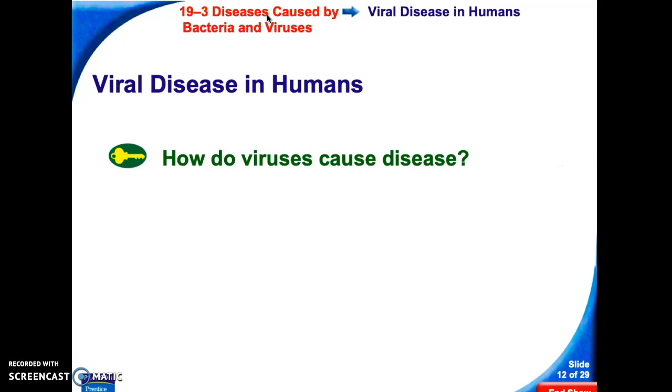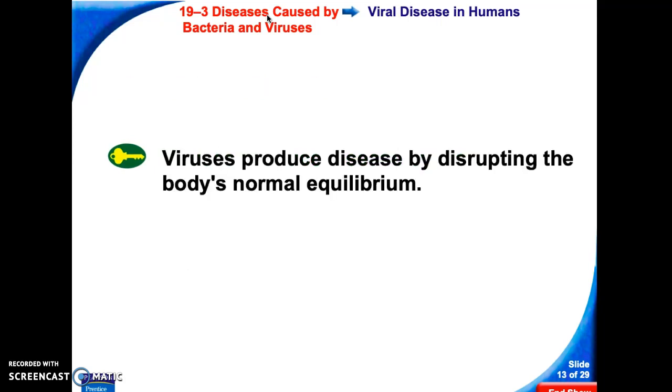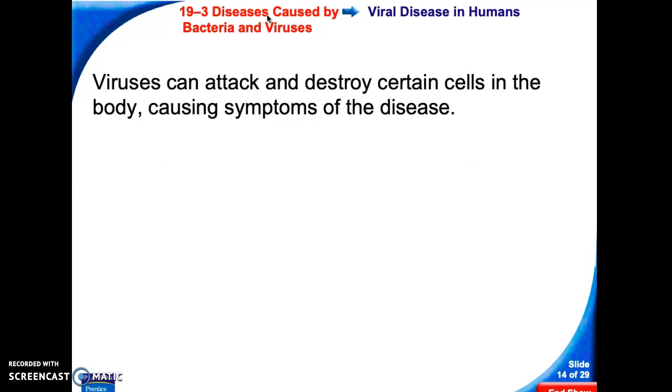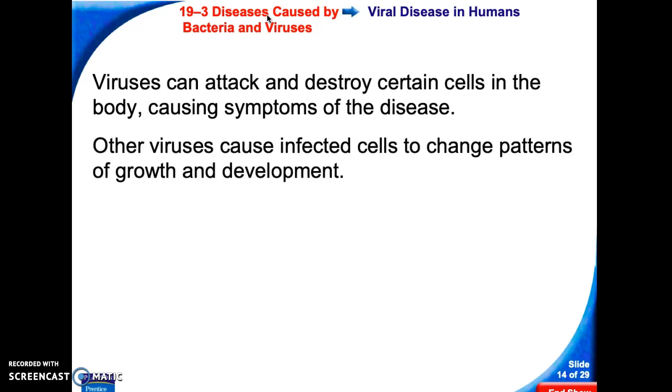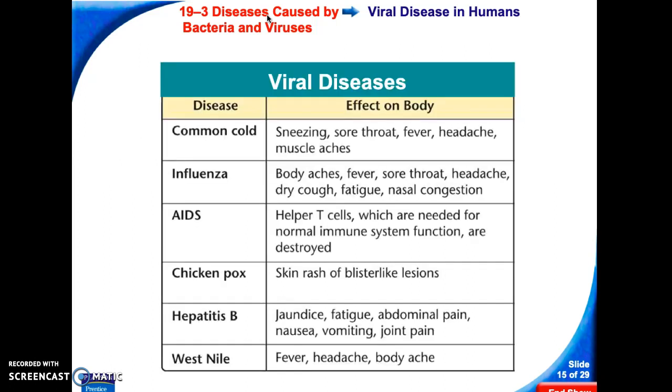So how do viruses cause disease? Well, they first off, again, disrupt your body's normal equilibrium. They disrupt homeostasis. They can attack and destroy certain cells, causing symptoms of the disease itself. They can also change patterns of growth and development in our body. So a few examples of some viral diseases, things that you're familiar with: the common cold, the flu, chickenpox. Okay, again, all examples of viral diseases, not bacterial, but viral.